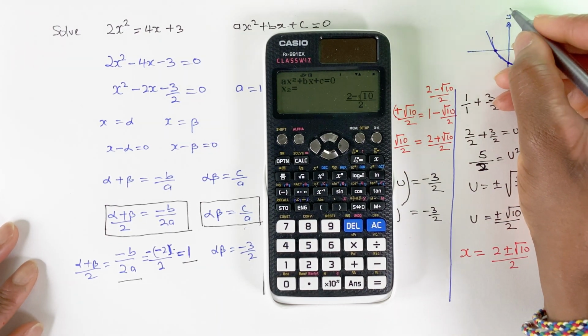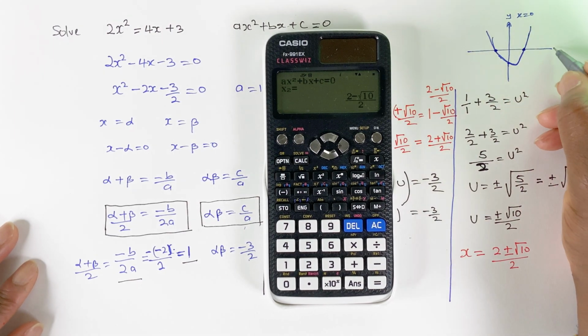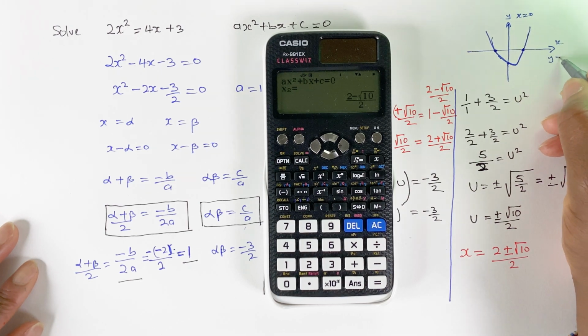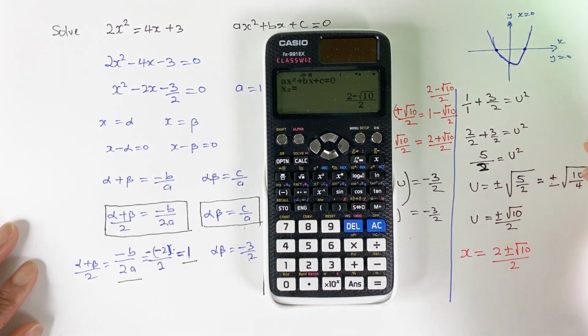That's your y-axis. The equation of the y-axis is x equal to 0. And this is your x-axis. And the equation of the x-axis is y equal to 0, because it cuts the line y equal to 0.